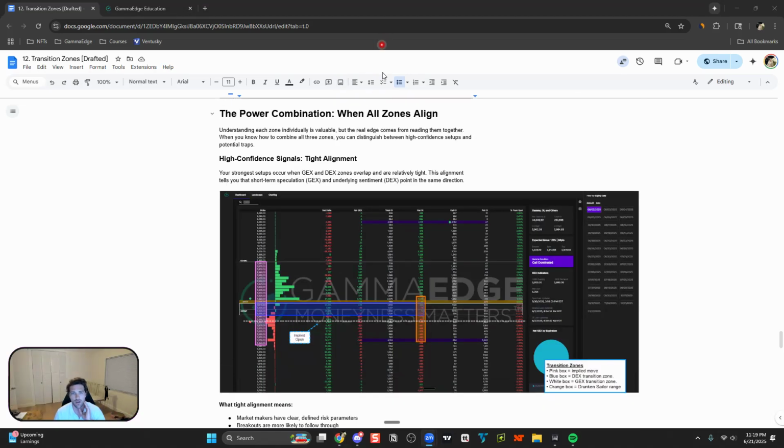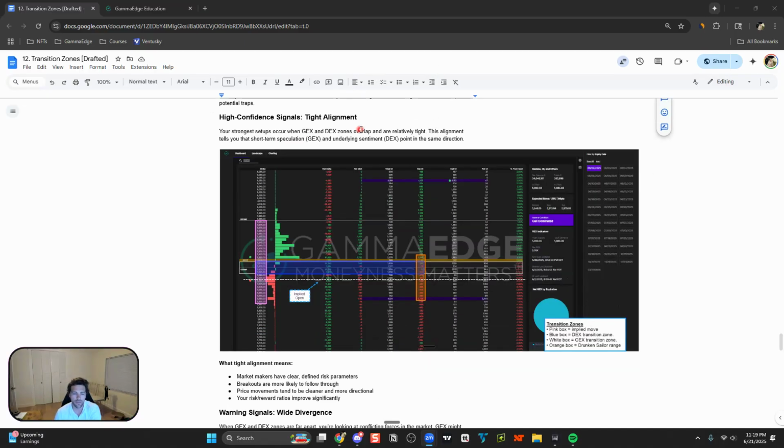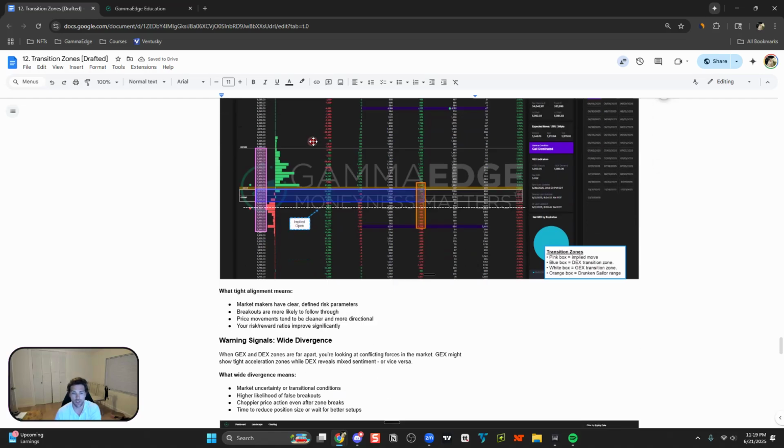So lastly, understanding each zone individually is valuable, but the real edge comes from reading them together. When you learn to combine all three zones, you can distinguish between high confidence setups and potential traps. Those high confidence setups are mainly going to happen when you have tight alignment between the GEX and the DEX transition zone. This shows you that short-term speculation and underlying sentiment, the former by GEX, the latter by DEX, point to the same direction.